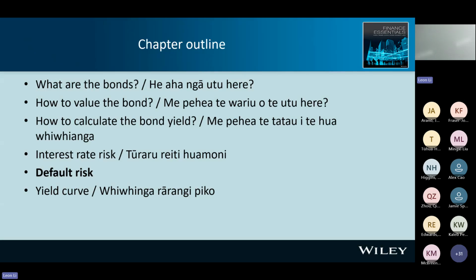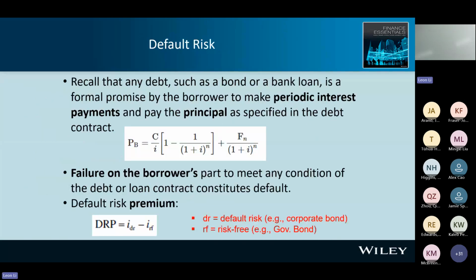Okay. Next topic is the default risk, right? It's the second risk of the bond. So what's the default risk? We call that any debt such as bond and bank loan is a formal promise by the borrower to make periodic interest payments and pay the principal as specified in the debt contract. So in our bond valuation formula, the coupon payment and the principal payment is our face value on maturity date, right?